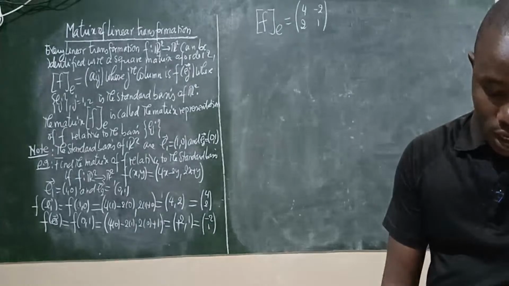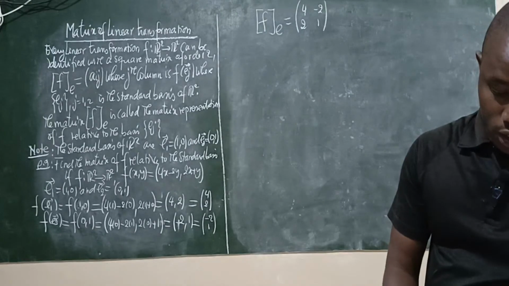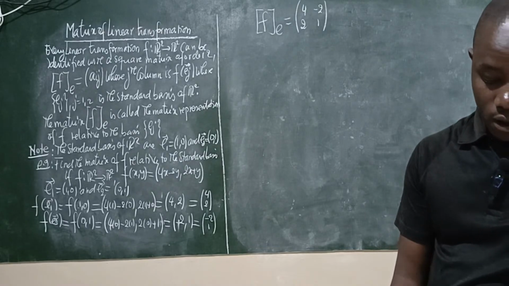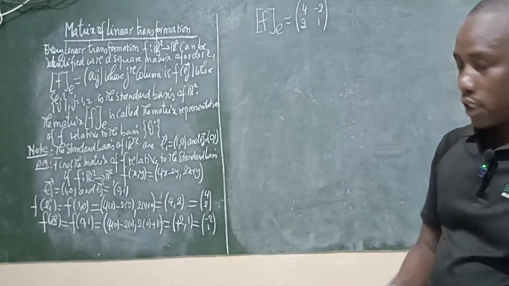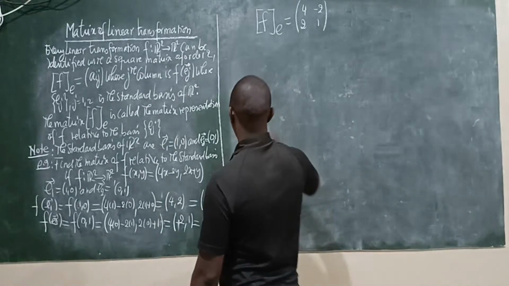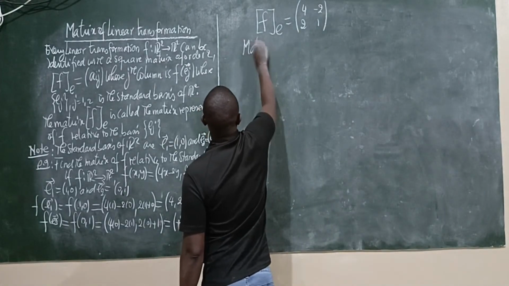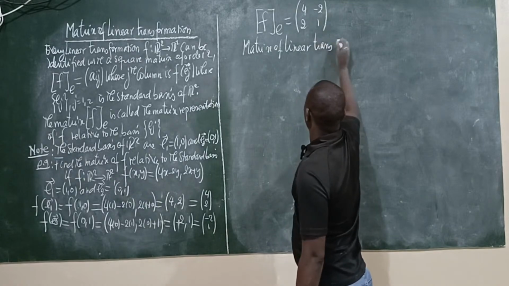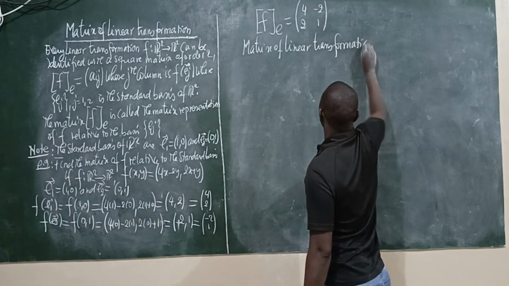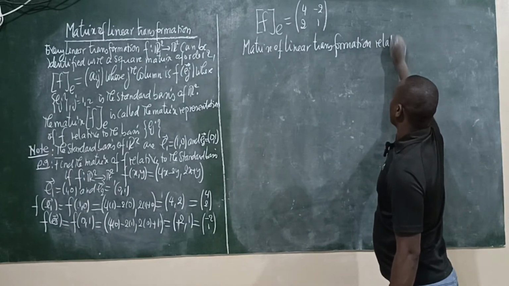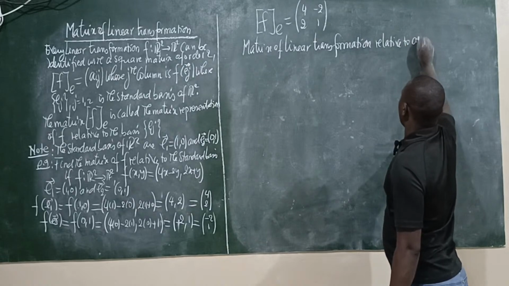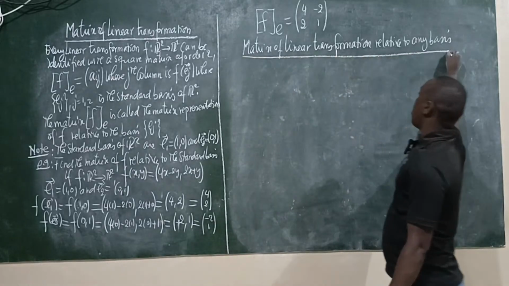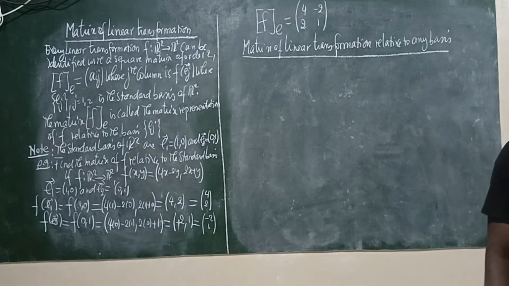But these bases are standard. If the bases are not standard, what is the matrix of a linear transformation relative to any basis? When the basis is not standard, what do we do?